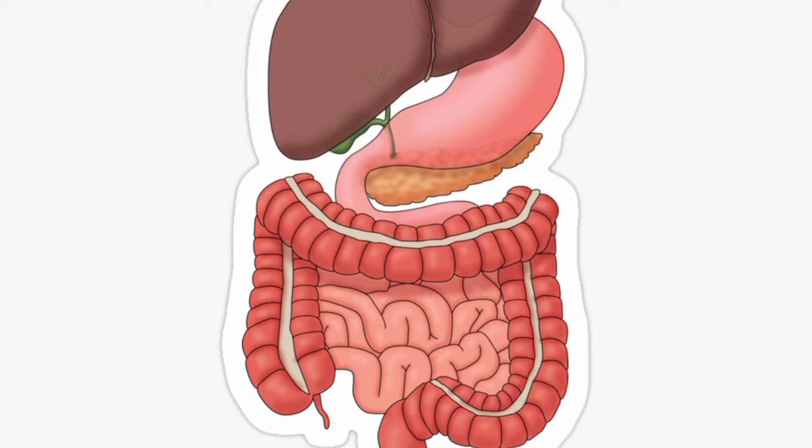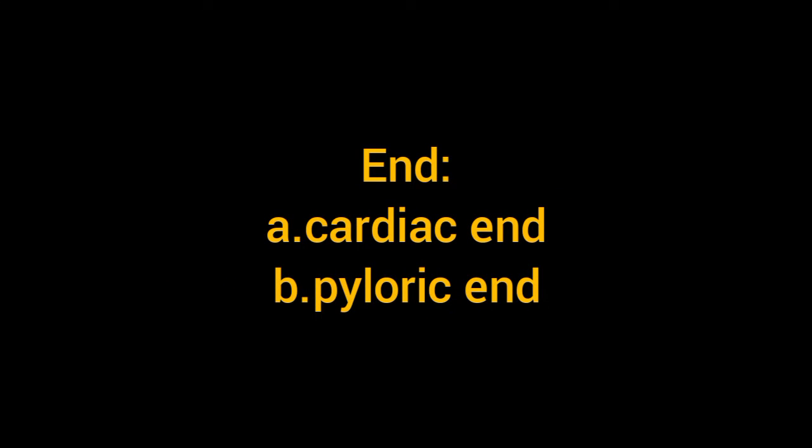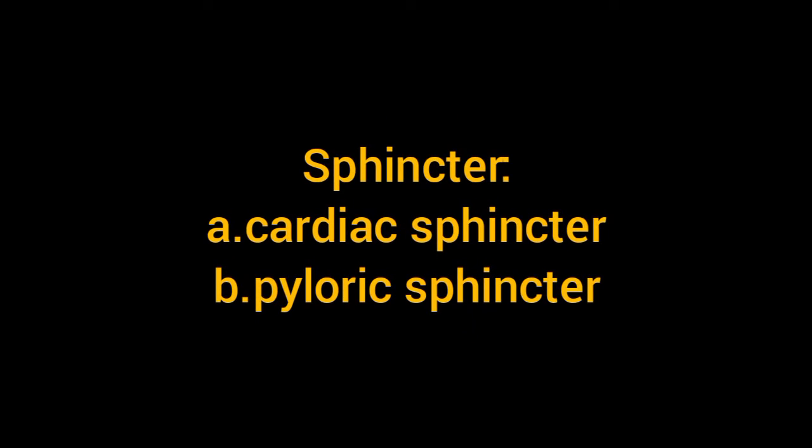Most of the features of the stomach come in pairs. There are two surfaces: the anterior superior and the posterior inferior. There are two openings: the cardiac opening and the pyloric opening. There are two ends: the cardiac end and the pyloric end. And there are two sphincters: the cardiac sphincter and the pyloric sphincter.